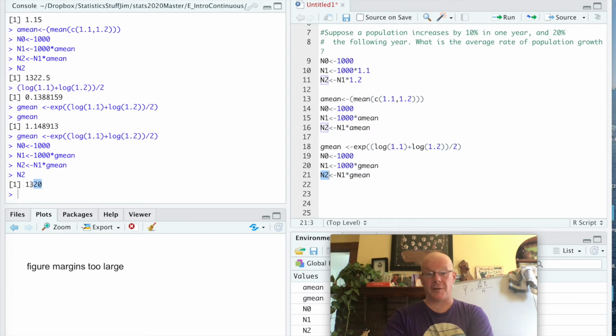We predict that there's 1,320, which is the exact same answer that we got when we did this longhand. And obviously, if you only have 2 generations worth of information, go ahead and do it longhand. But if you had thousands of generations of information, which is entirely possible if you're looking at bacteria in a dish, we're going to want to use the geometric mean.